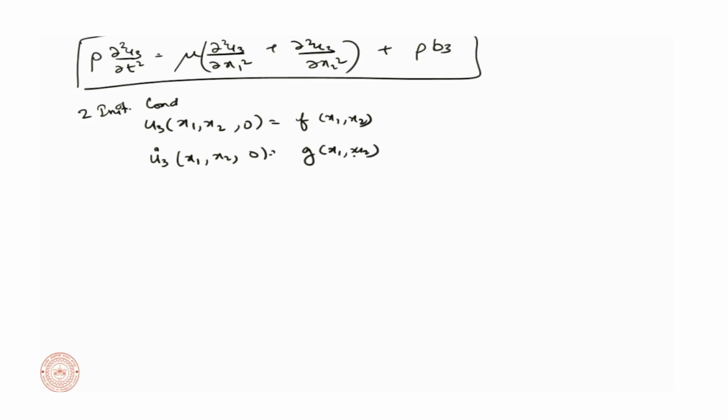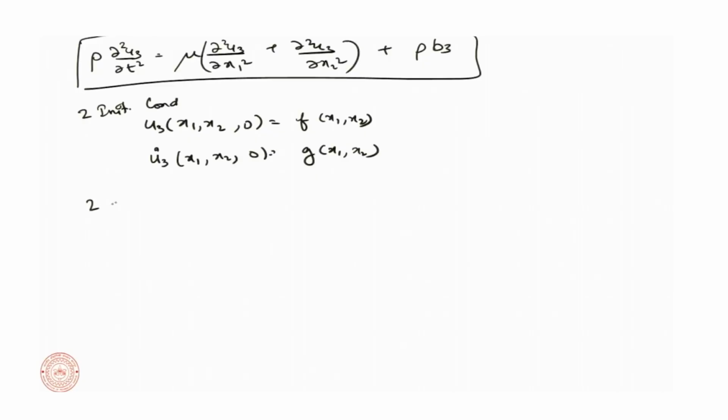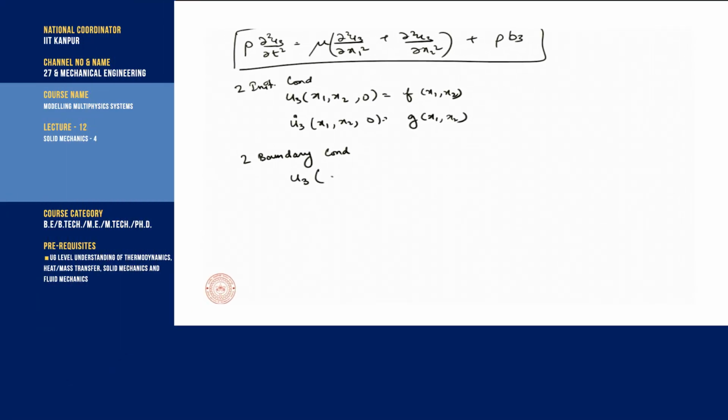So, our initial velocity is a function of x1, x2, it is not uniform throughout. And then we need two boundary conditions. Those will be u3 for the x1 boundary and the x2 boundary. It can be some constant, again that is a displacement boundary at time t, not time 0, at all times t.